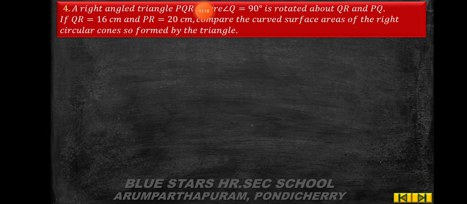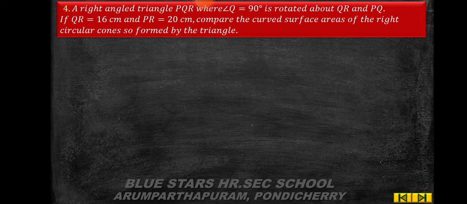I hope you understand the concept from the video. For using a right angled triangle, there is a rotation. On rotating the right angled triangle continuously, you get a solid shape, cone.